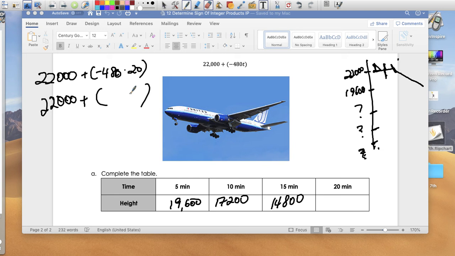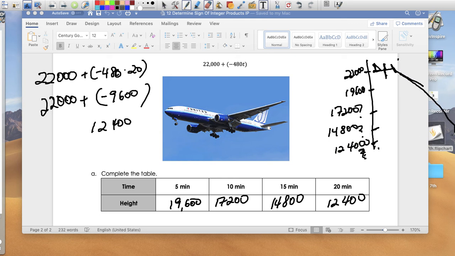And then we're going to subtract that, so it's going to be negative 9,600. All right, so we have to subtract from the original height. And we're going to know that at 20 minutes, this is where he is now, 12,400 feet. So this is at 5 minutes, at 7 minutes he's here, at 15 minutes it's 14,800, and then at 20 minutes it's 12,400. So you can tell that he is going lower and lower.